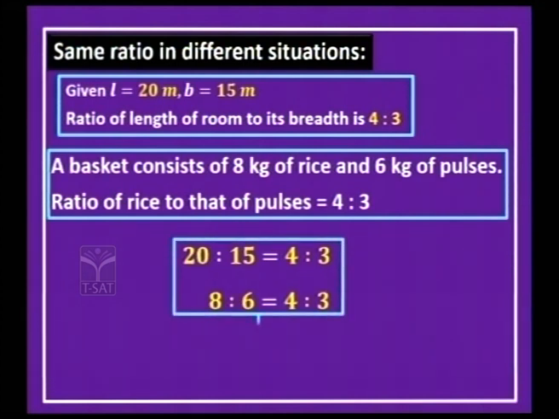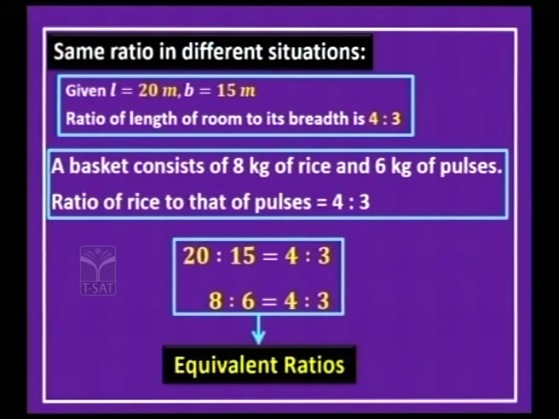Now all these ratios are called equivalent ratios, because 20:15 is also 4/3 and 8:6 is also 4:3. So I can write 20:15 equal to 8:6 equal to 4:3. We call them equivalent ratios. I think you understood now what is meant by equivalent ratios, children.